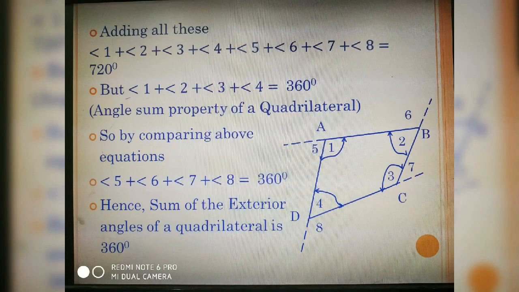By adding all these four equations, we get angle 1 plus angle 2 plus angle 3 plus angle 4 plus angle 5 plus angle 6 plus angle 7 plus angle 8 is equal to 720 degrees. But we know that angle 1 plus angle 2 plus angle 3 plus angle 4 is equal to 360 degrees because the sum of the four angles of a quadrilateral is 360 degrees. By comparing the above two equations, we get angle 5 plus angle 6 plus angle 7 plus angle 8 is equal to 360 degrees. Hence, the sum of the exterior angles of a quadrilateral is also 360 degrees.